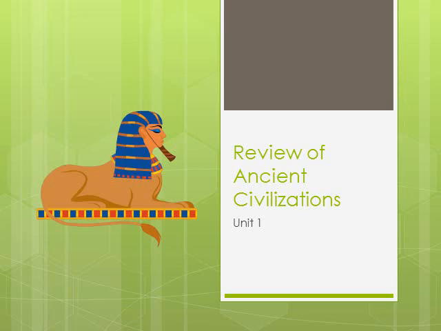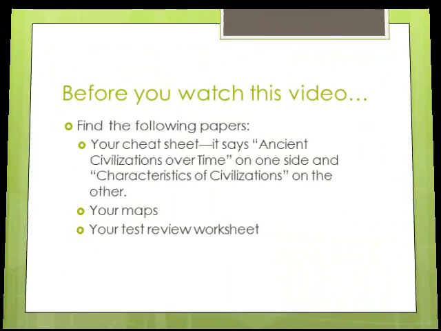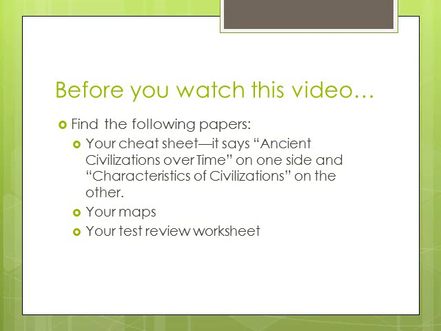Review of Ancient Civilizations, Unit 1. Before you watch this video, find the following papers. You need your cheat sheet. It says Ancient Civilizations Over Time on one side and Characteristics of Civilizations on the other. And this is the page that has the chart and the timeline on it. You also need your maps and your test review worksheet. Get all that stuff together and then continue watching this video.